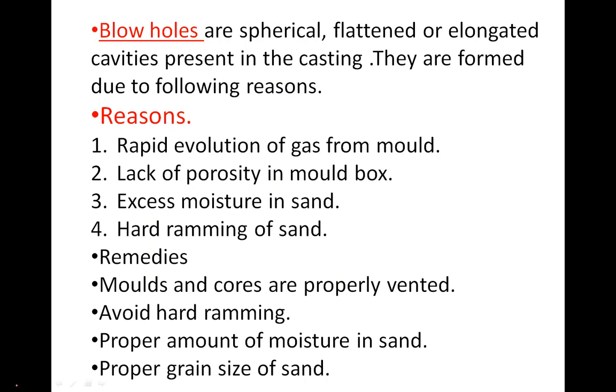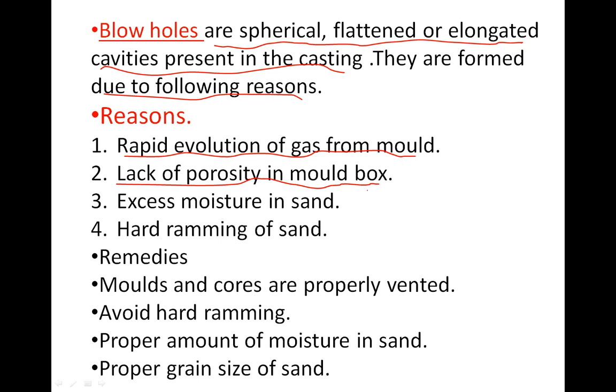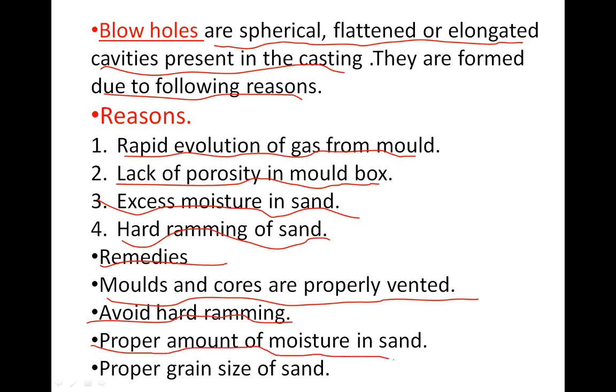Now, these are the various notes about blow holes. You just read them out. Blow holes are spherical, pattern or elongated cavities present in the casting. They are formed due to the following reasons: rapid evolution of gas from the mold, lack of porosity in the mold box, excess moisture content in the sand material, and hard ramming of sand. How can you avoid this? What are the remedies? Molds and cores are properly vented, avoid hard ramming, control the proper amount of moisture in the sand, and use proper grain size of the sand. So blow holes can be avoided if you follow this procedure.